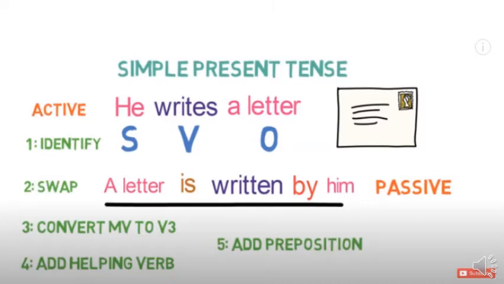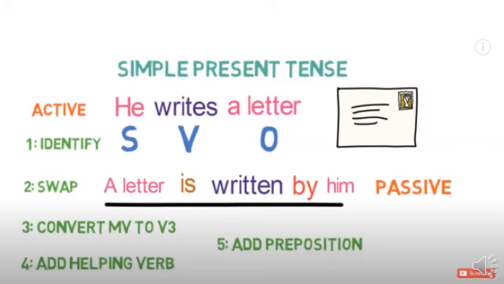For simple present tense. In active voice sentence, here we have he writes a letter. Now to convert it to passive, we will use the 5 steps which we discussed previously. Step 1. To identify the subject, object and main verb in the sentence. Here, who is doing the action? It's he. So, he is the subject. And what is the action performed? It's writes. So, writes is a main verb. And on what the action is performed? It's letter. That is, letter is object.